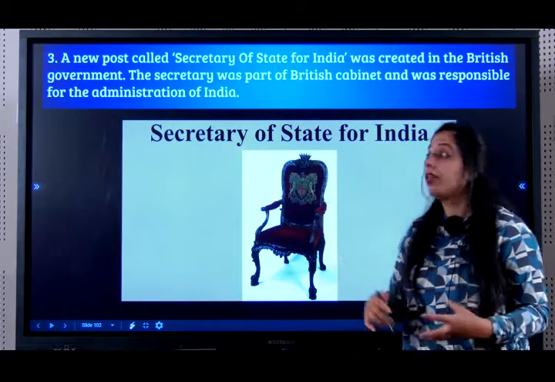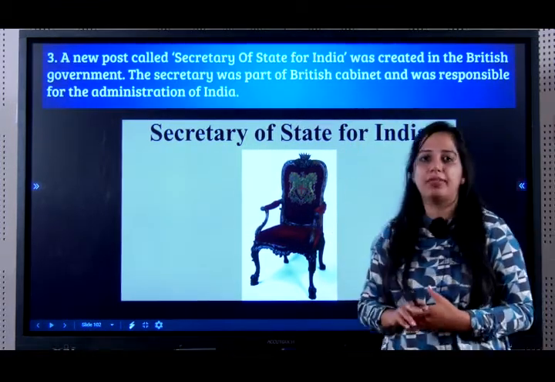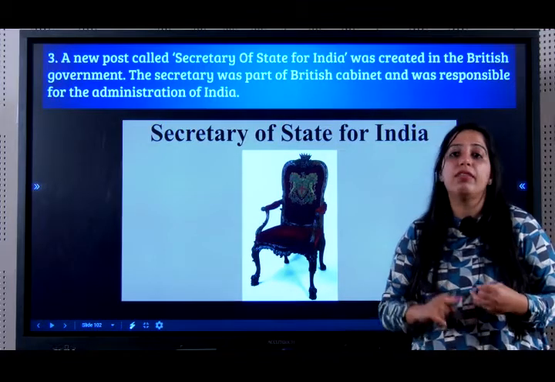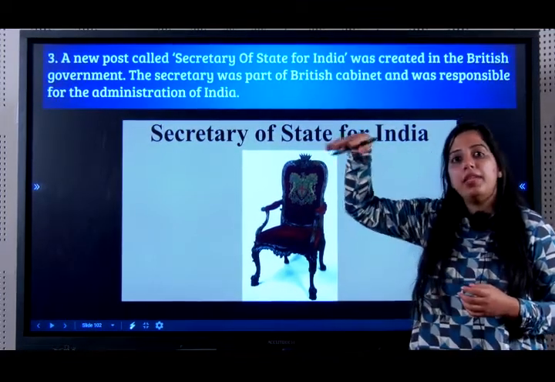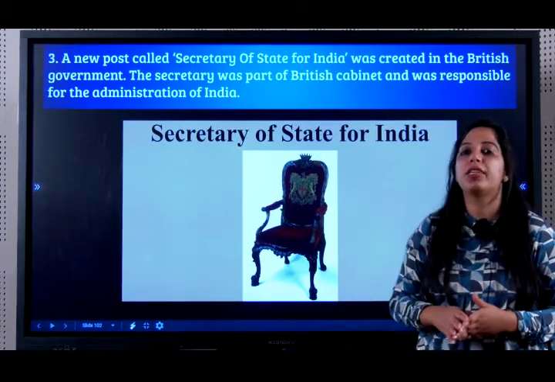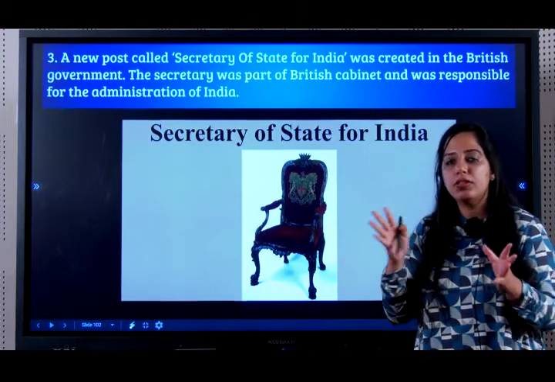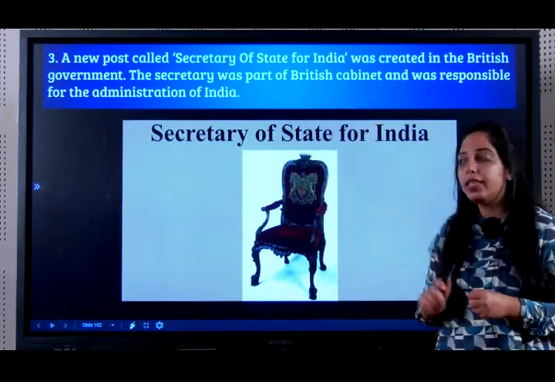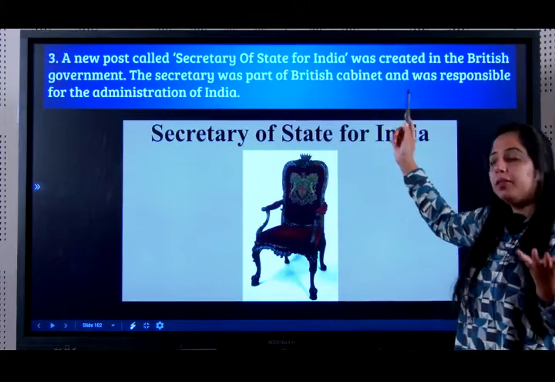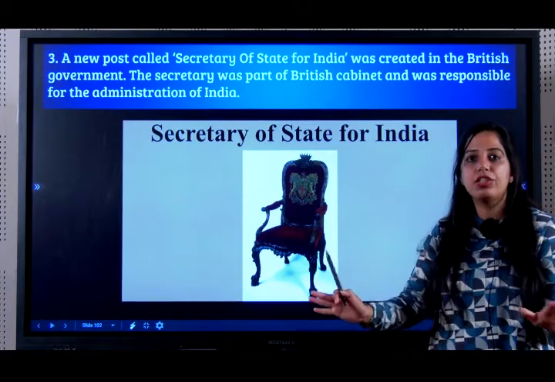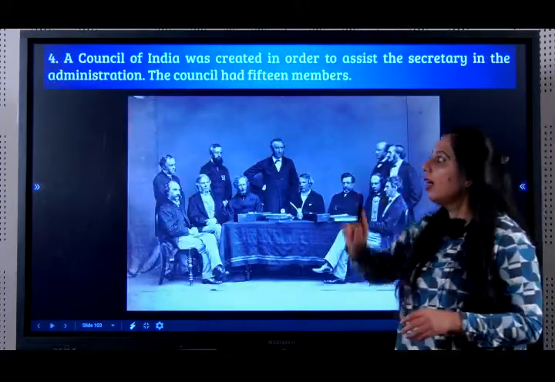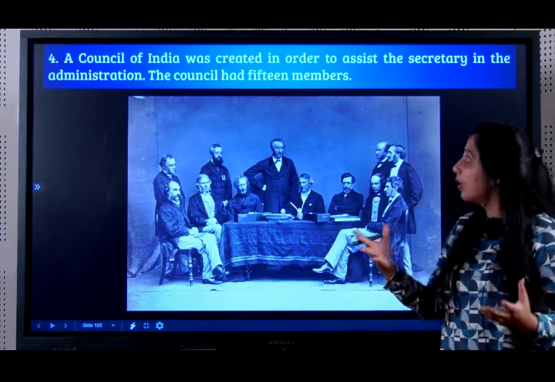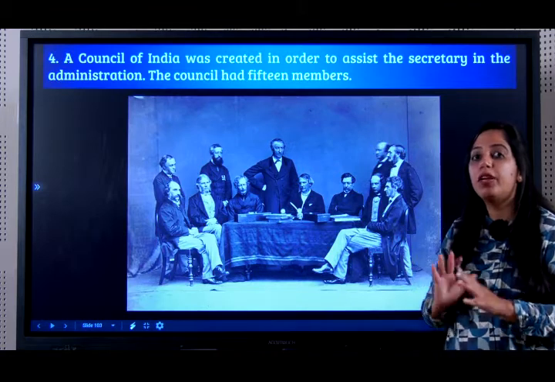There was a new post made called the Secretary of State for India in the British government. So in England, the British government used to sit. Students, just like how we have the agricultural department, finance department, railways and so on, in the British government, they also used to have departments. Department of India, Department of Finance and so on. So, to take care of Department of India, a new post was created called Secretary of State for India. The Secretary was a part of the British government and was responsible to see to it that the administration in India is taking place well. A Council of India was created in order to assist. So, the Secretary of State for India was given a council of 15 members to help him for good administration of India.